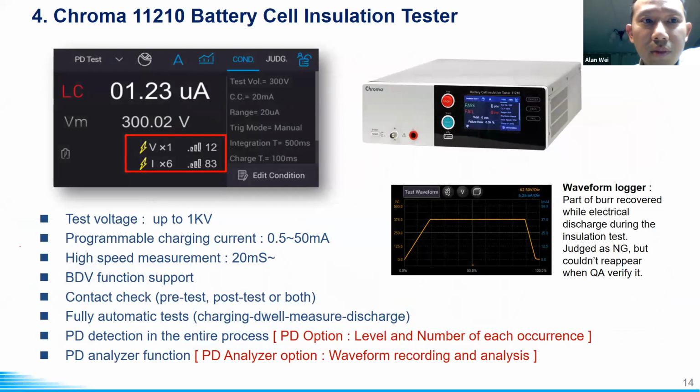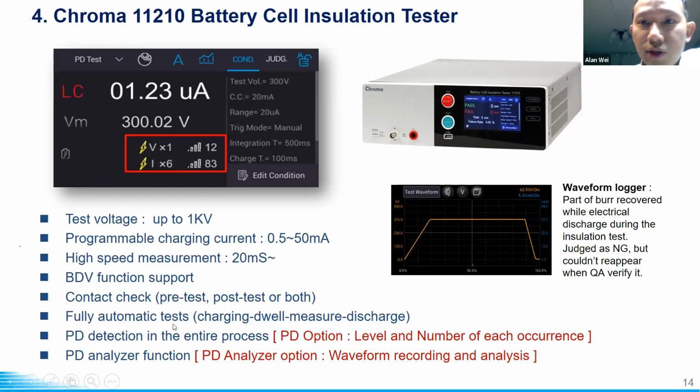And here's the Chroma 11210 battery cell insulation tester. We provide up to 1 kilovolt, and the maximum charge current will be 50 milliamp. The maximum speed is 20 milliseconds. Compared to other testers, it's really fast. We also provide the BDV function. And most importantly, we support a contact check both in pre-test and post-test.